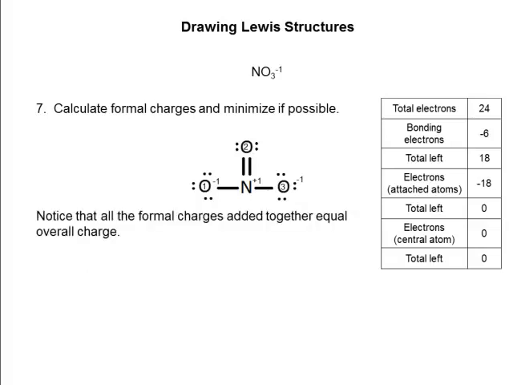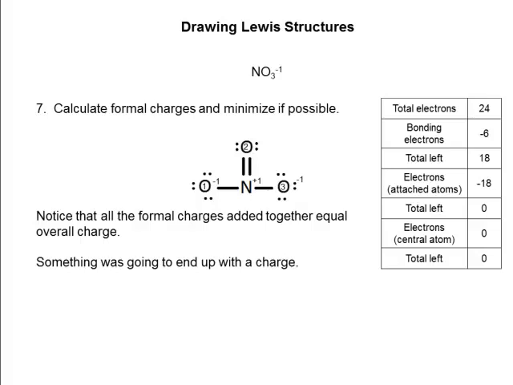Now if you notice, when I add up all those formal charges, I've got 2 oxygens, each with a -1, plus the nitrogen's +1. That gives me an overall charge of -1. Well, that's the overall charge of the nitrate. So something was going to end up with a formal charge no matter how much we wanted to reduce formal charges. Somehow we have to end up with a formal charge.